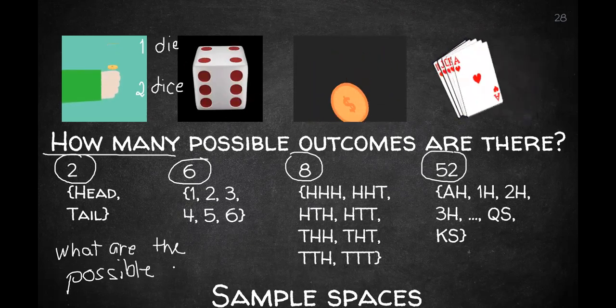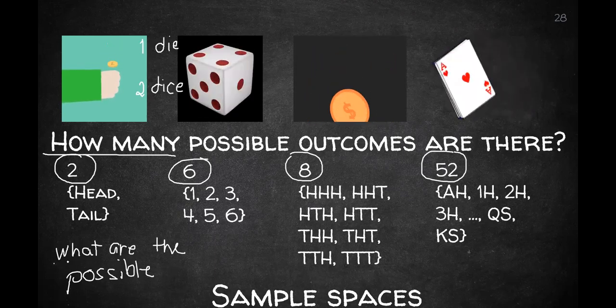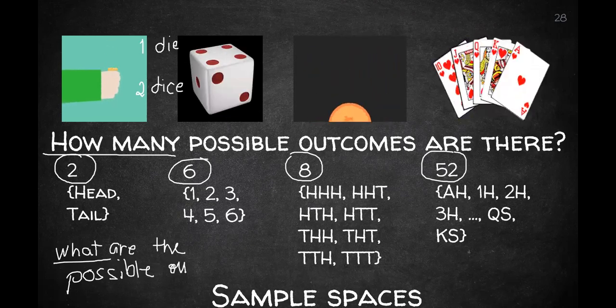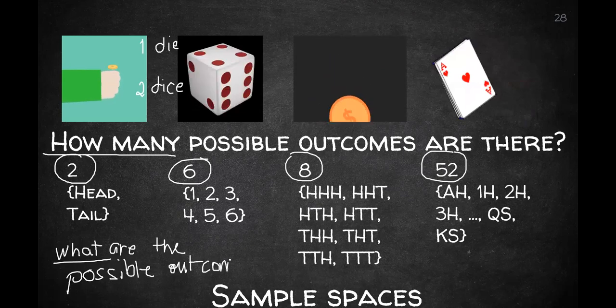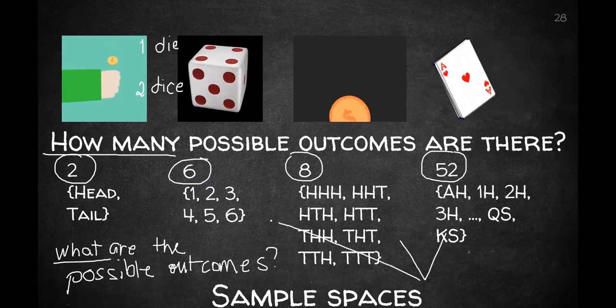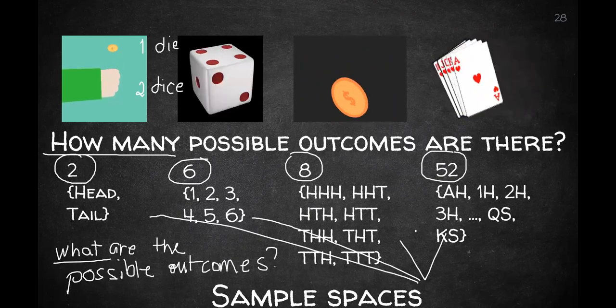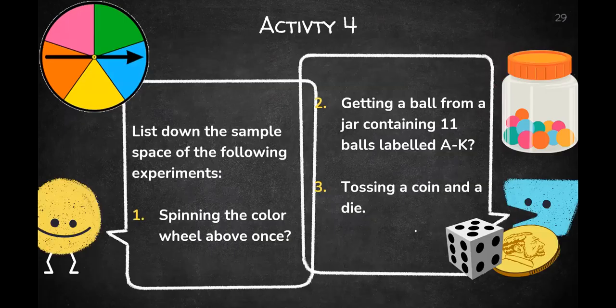Again, there's a difference between how many. The question how many only gives a number. But the question what are the possible outcomes, you should be giving the sample space. Ang sample space natin ay itong list ng lahat ng possible na mangyari. Okay? Ayan. Kumbaga lahat ng choices. So, let's try activity 4 agad-agad. Okay? So, list down the sample space of the following experiment. I'll be giving you maybe 1 minute or just pause this video whenever you would want to answer and resume this once you are ready.